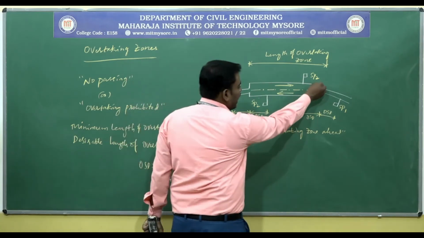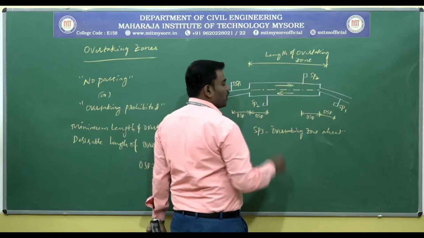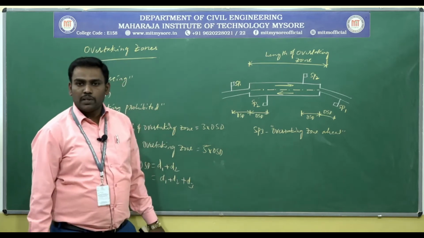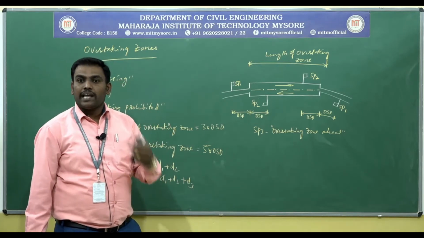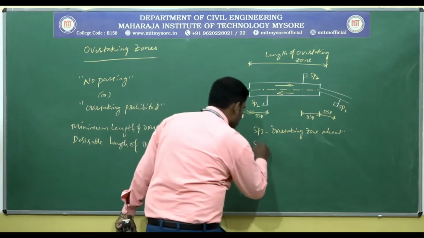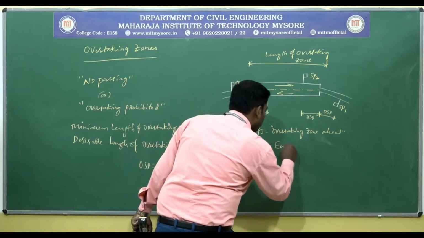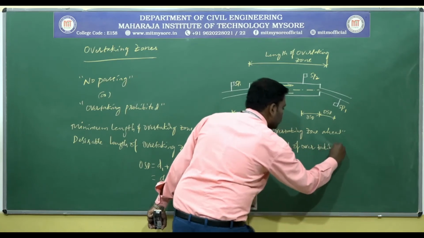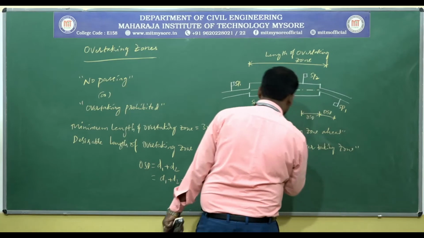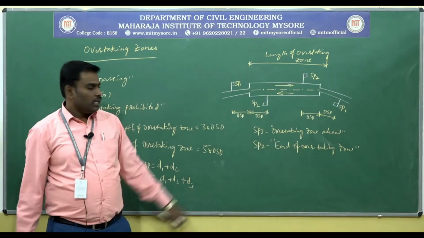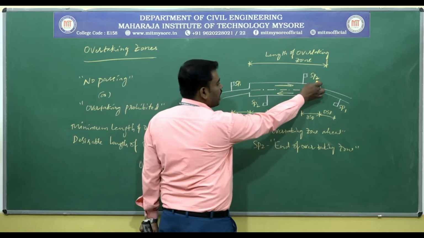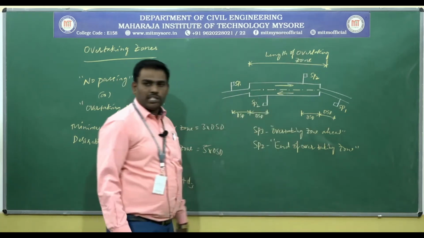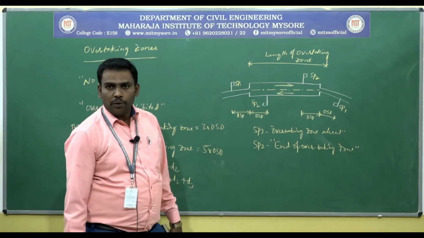Before the end of overtaking zone, about 1 times the overtaking sight distance, they are going to install the signpost, that is SP2, signpost number 2, that indicates end of overtaking zone. SP2, end of overtaking zone. Is it clear? At a distance of 1 time of OSD from the end of overtaking zone, they are going to install another signpost SP2, that indicates end of overtaking zone.